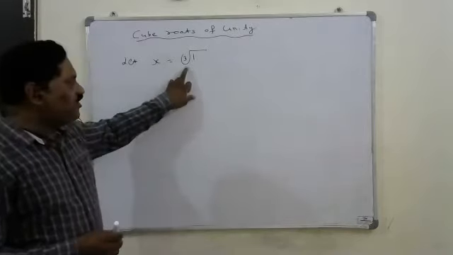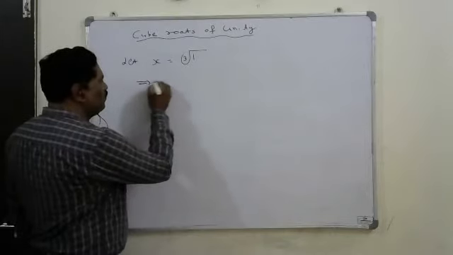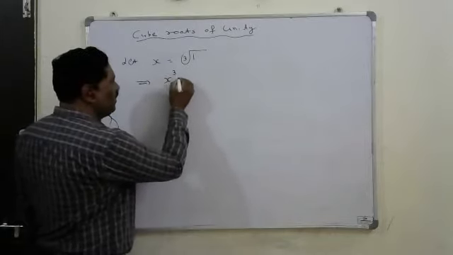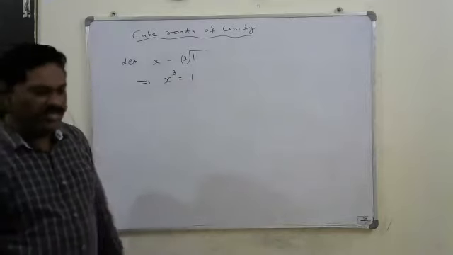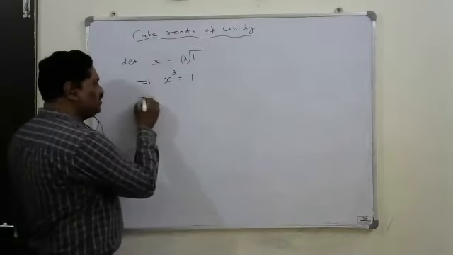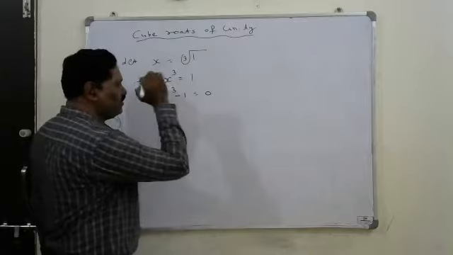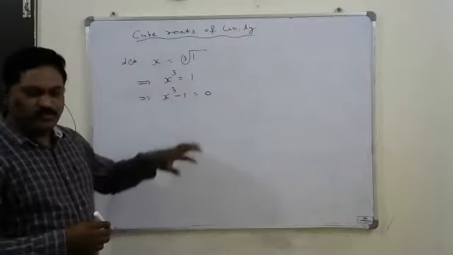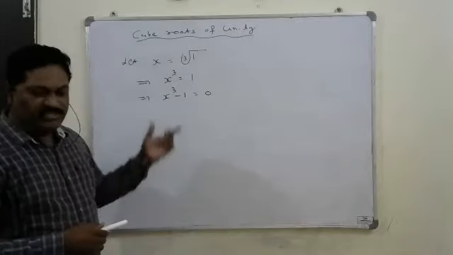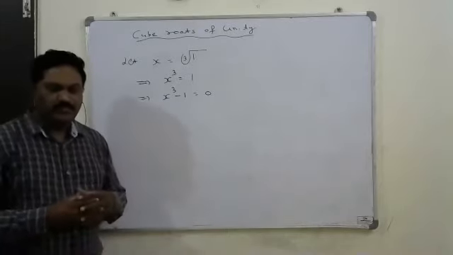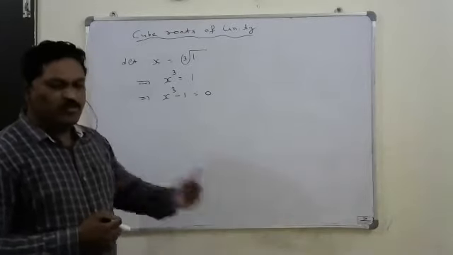So if I want to eliminate the cube root here, what do we have to do? Cube on both sides, then x cube is equal to 1. If you bring this 1 to this side, x cube minus 1 is equal to 0, right? Which equation is it? It is a cubic equation.